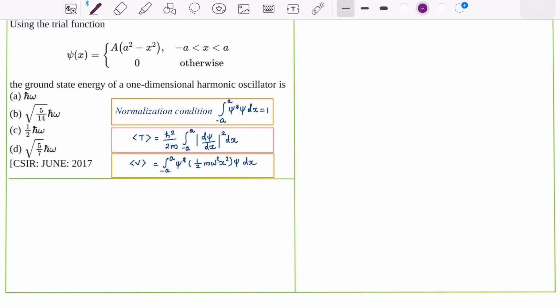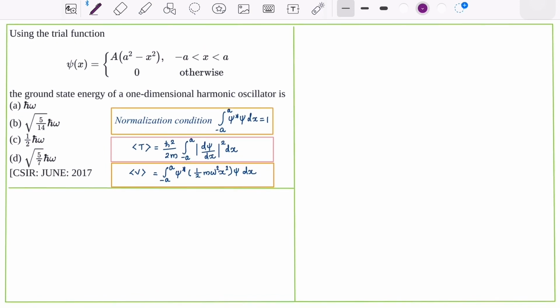Problem 102, Quantum Mechanics. The question is: using the trial function psi of x equal to A (a² − x²), for −a < x < a, and 0 otherwise, the ground state energy of a one-dimensional harmonic oscillator is. Here, we have to find the ground state energy of a one-dimensional harmonic oscillator using the trial function given.